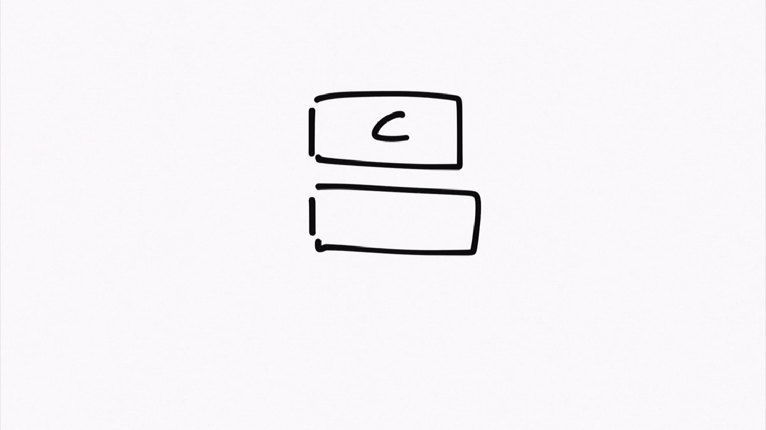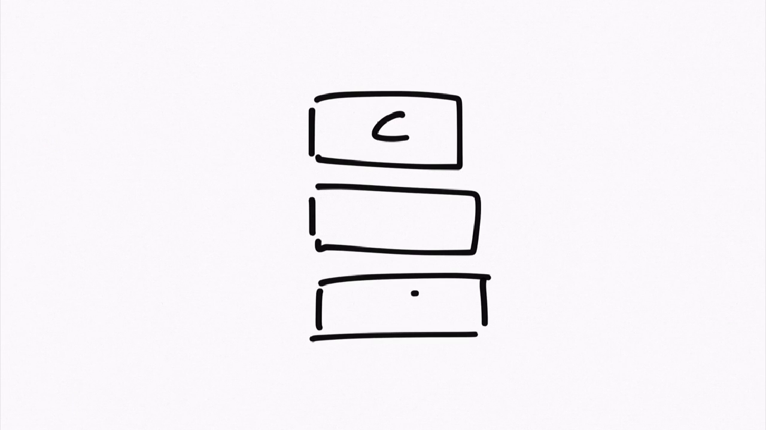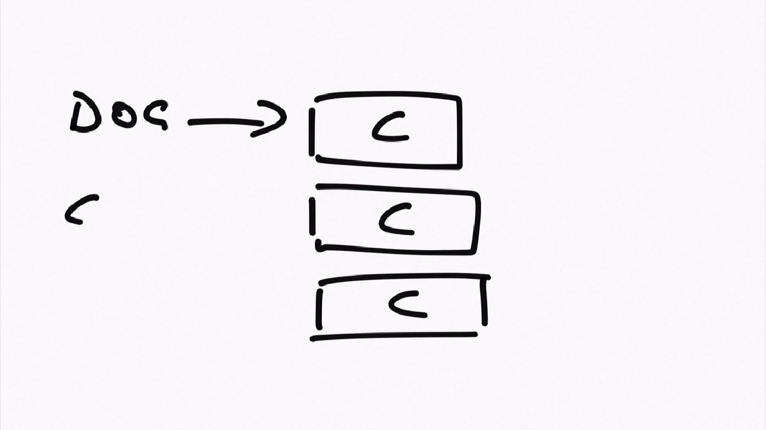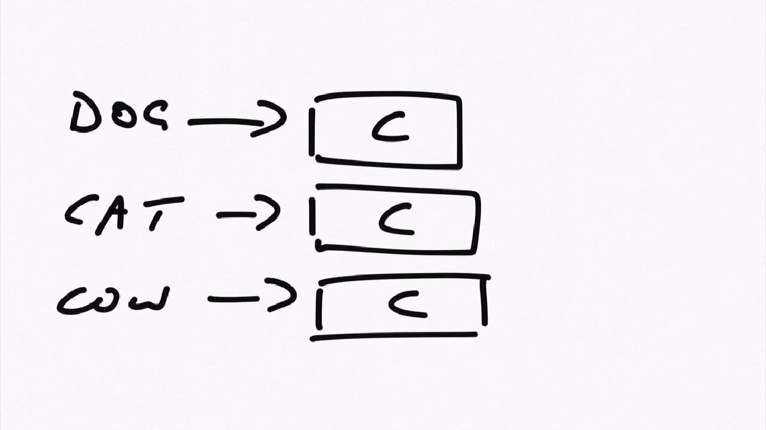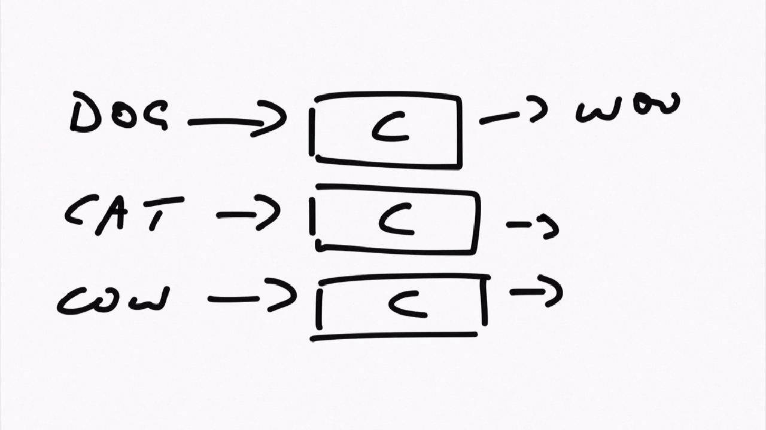Polymorphism is effectively writing three copies of that code, or four or five, just multiple copies of it. And each version of it will take in a different input. So this one will take dog, this one will take cat, and this one will take cow. And they will all output whatever they need. So dog might be woof, and meow, and moo.